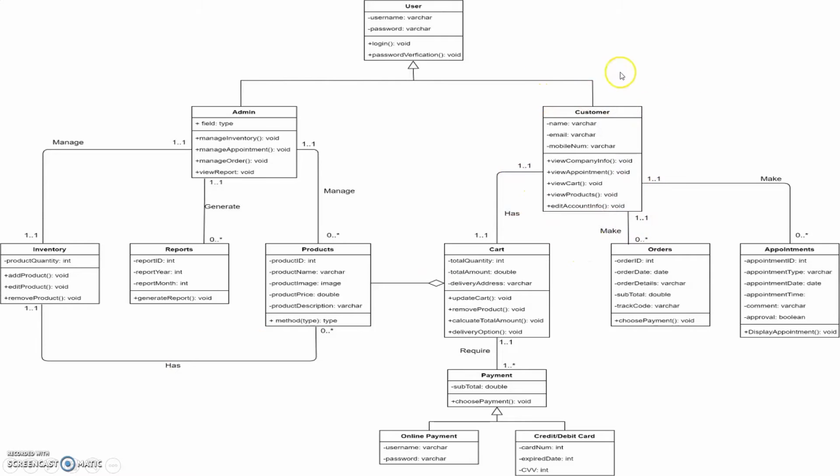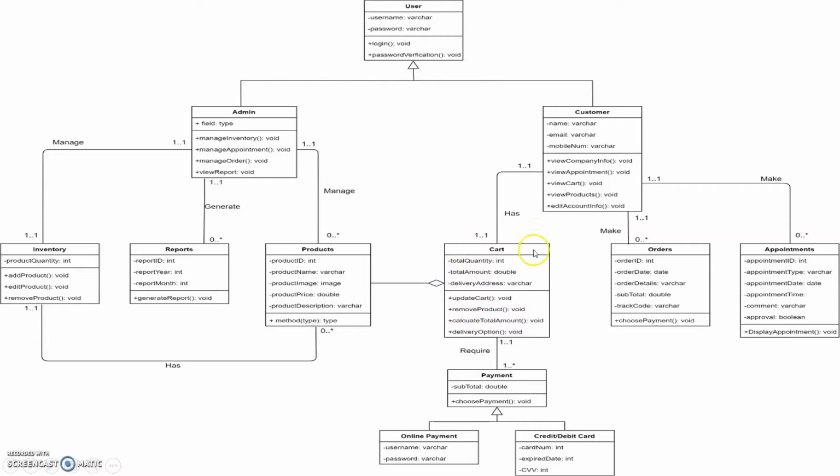On the other side, we have the customer class. Customer has a simple association between the class customer and cart, customer and orders, and also customer and appointments. With the relationship names, customer has cart, customer makes order, and customer makes appointments. But between the products and cart classes, we have the aggregation relationship. So products is a part of the cart class.